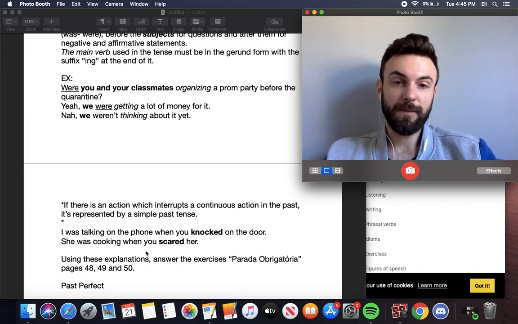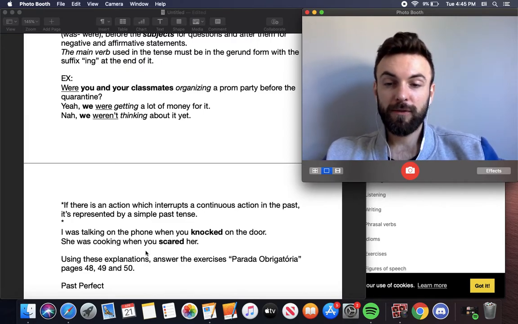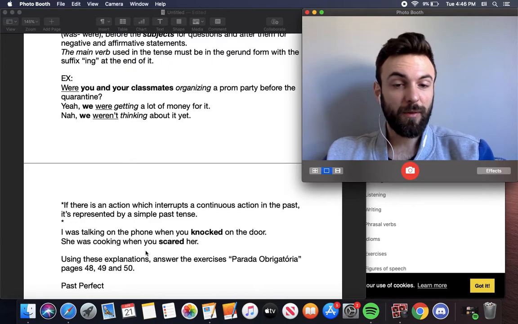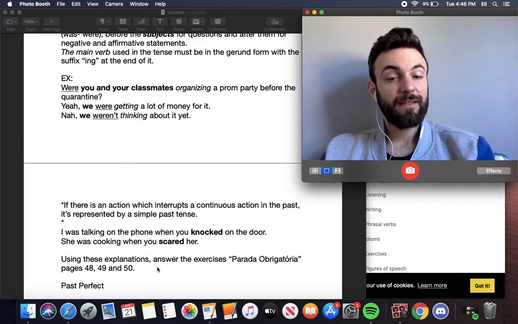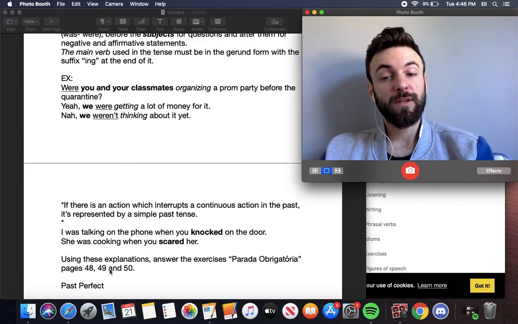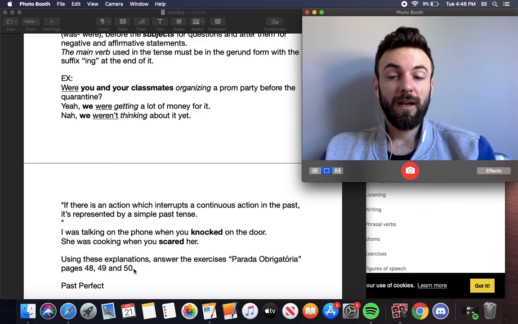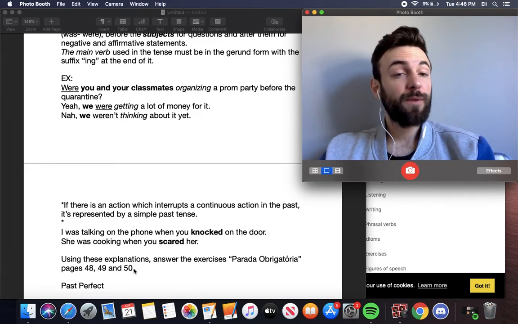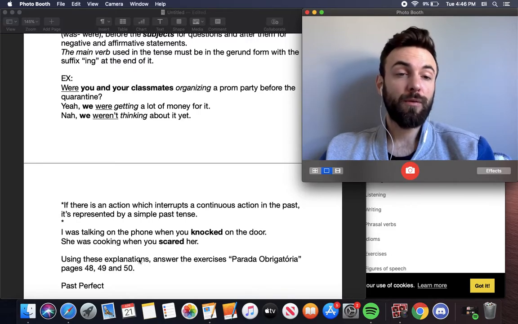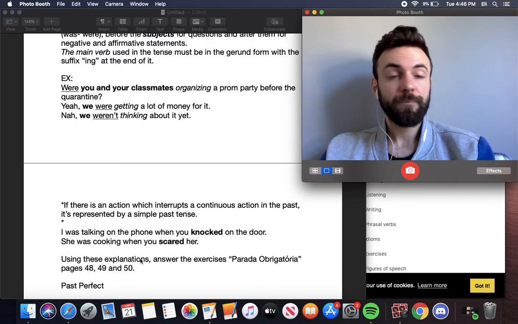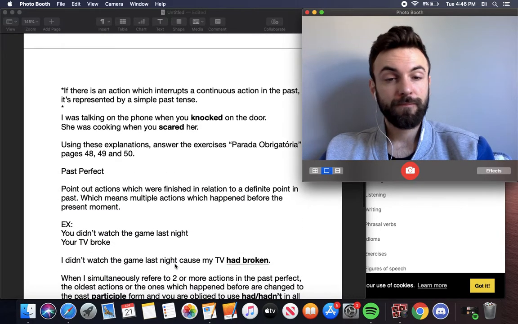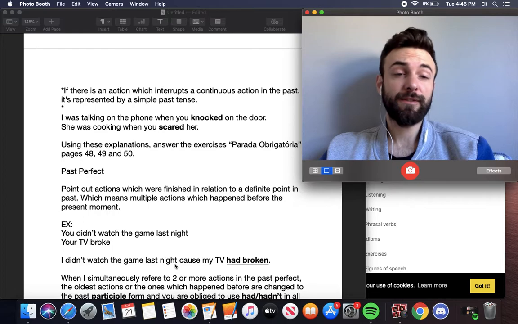It's actually really easy. So using these explanations, you guys go answer the exercises of the Parada Obrigatória, pages 48, 49, and 50. I remind you guys here, if you have any questions about any of the exercises, you can talk to me through Instagram or through WhatsApp. Right? You can use Unoesk's portal as well.